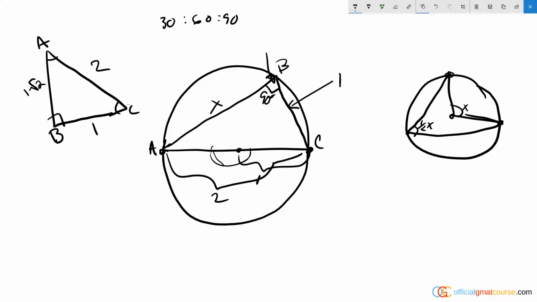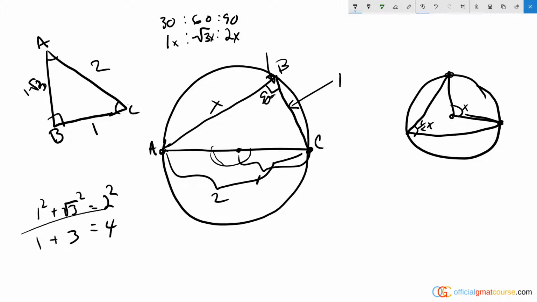So if you have a 30, 60, 90, and sorry, this is √3. If you have a 30, 60, 90, it's always 1, √3, 2 is the ratio of the sides. And a lot of times we say x, x√3, and 2x is the ratio of the sides. And if I put it into Pythagorean theorem, I would find that 1 squared plus √3 squared is equal to 2 squared. 4 is equal to 3 plus 1. And so it follows Pythagorean theorem because it's a right triangle. And so I know that x is 1.